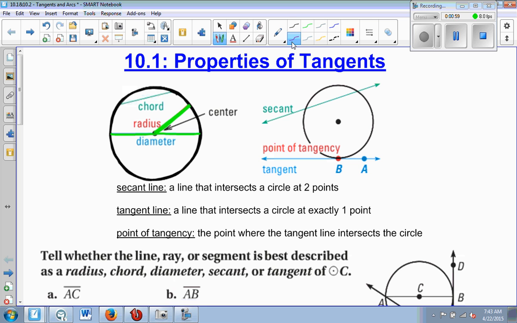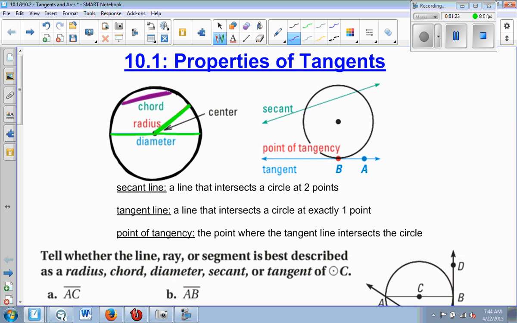The newest vocabulary term here is this concept of a chord. A chord also attaches two sides of a circle, but it does not have to go through the center. So a radius is from center to the edge, a diameter is edge to edge through the center, and then a chord is edge to edge but does not have to go through the center.